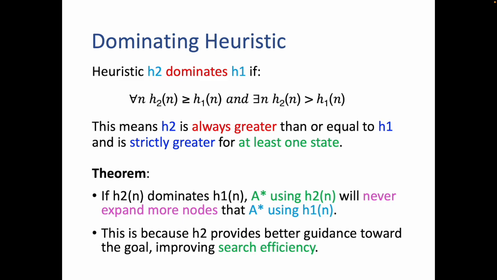Sorry? I'm kind of confused. Why is that the condition for domination? Because your actual cost is H star, right? Let's say your actual cost is 10, and then you have 2 heuristics. One is, let's say, 7, one is 8. Which one is better? 8. Why?